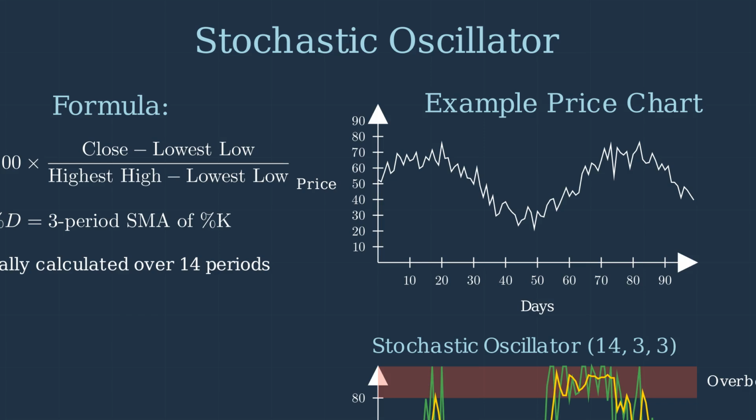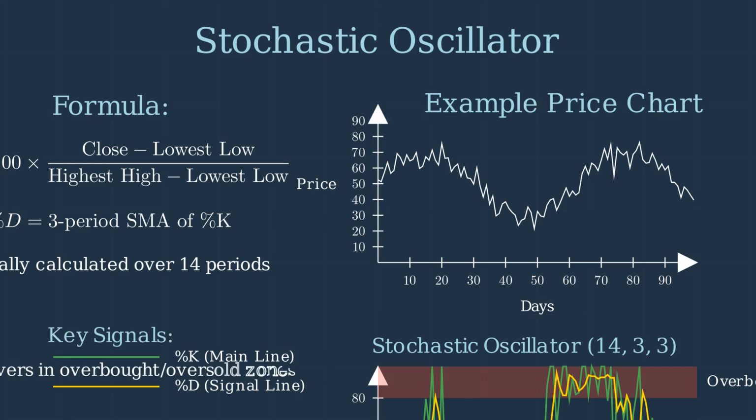The signal line, %D in gold, is a 3-period moving average of %K. The stochastic oscillator is particularly effective at identifying potential reversal points in ranging markets.